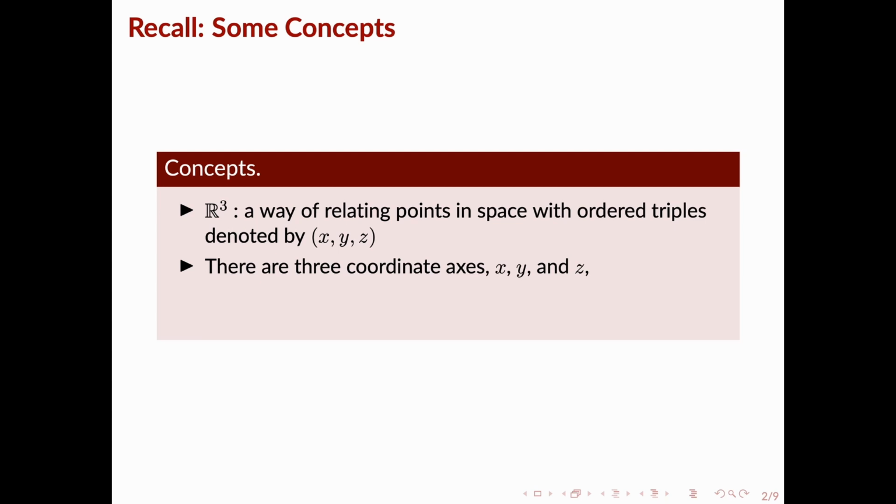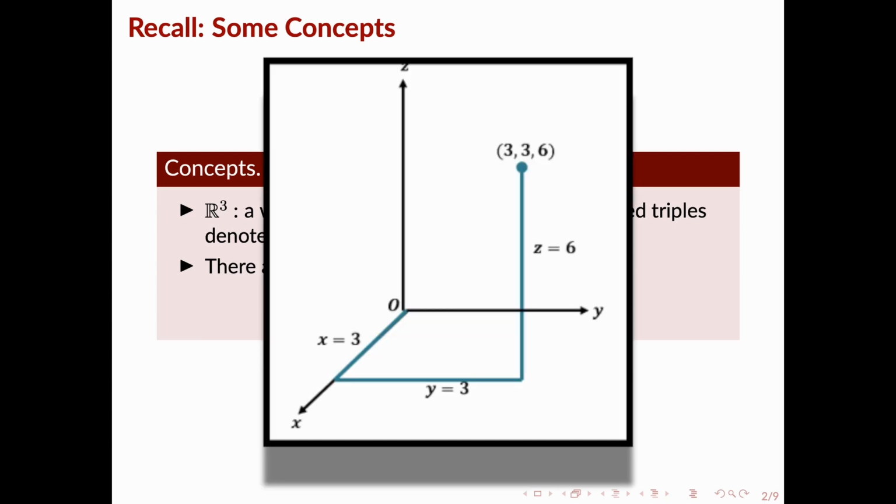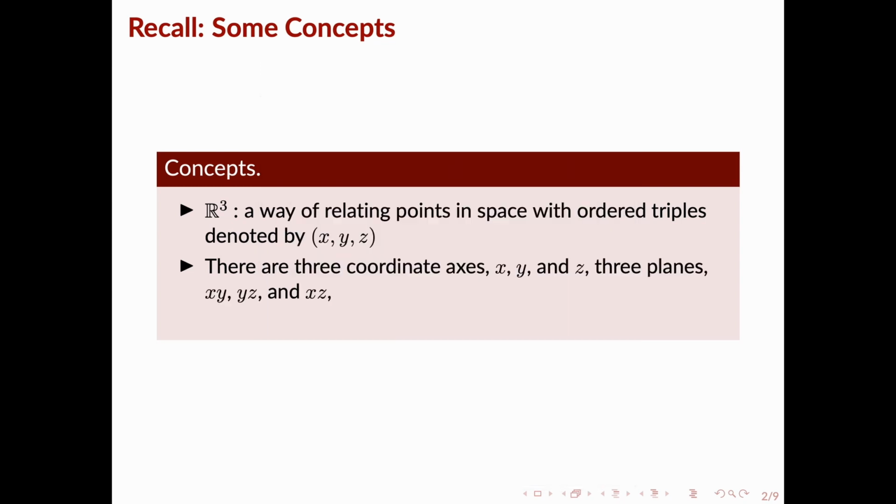Second, there are three coordinate axes, namely x, y, and z. As you can see in this 3D coordinate system, here are the three coordinate axes, and if you take any point in space, we can denote it by x, y, and z. In this example, the point 3, 3, 6 means that the distance of x, y, and z from the origin is 3, 3, and 6 respectively. Also, there are three planes, namely xy, yz, and xz planes.